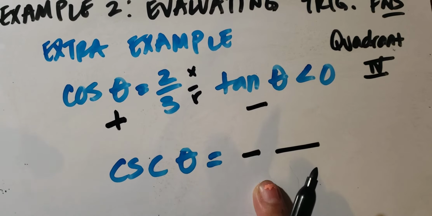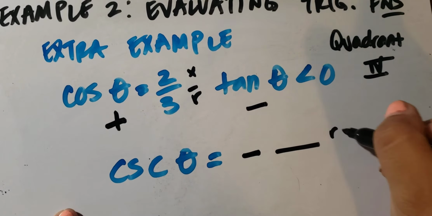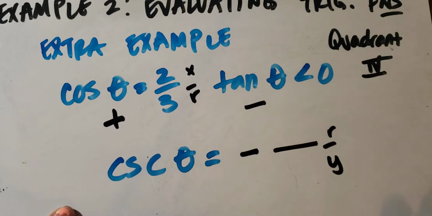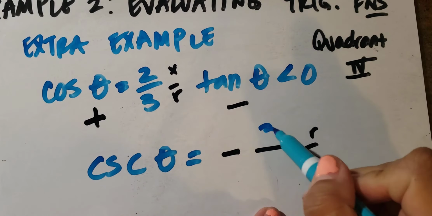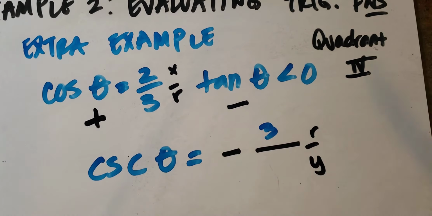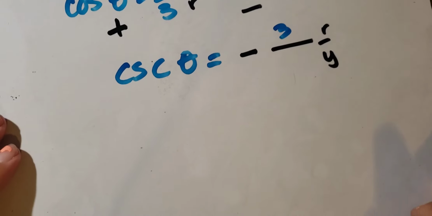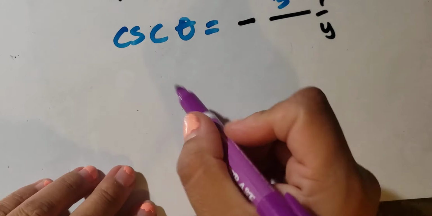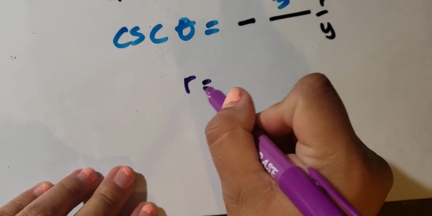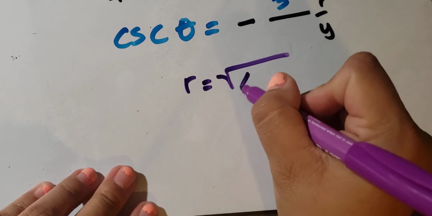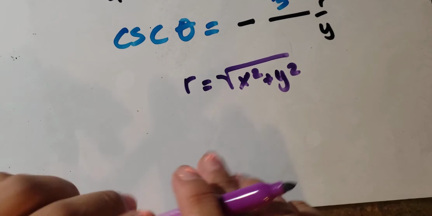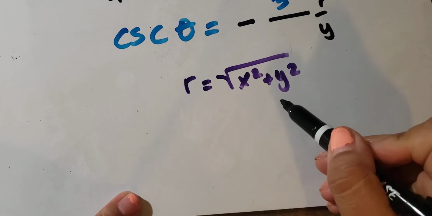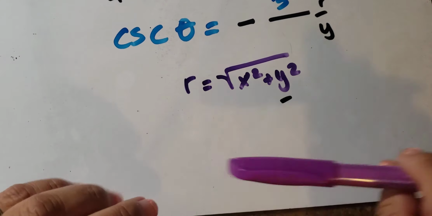And of course, cosecant is r over y. And then according to what's given, we know that r is 3 and we have to figure out y, okay? So once again, I'm going to move this up. We're going to use that same equation we did earlier, r equals square root of x squared plus y squared, okay? I'm going to go a little bit faster, but we're going to basically do the same thing we did earlier, except now we're going to solve for y.